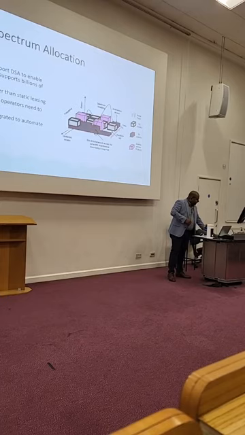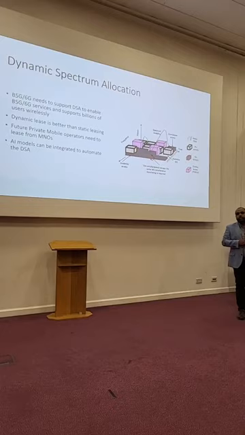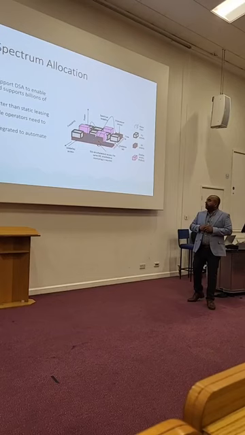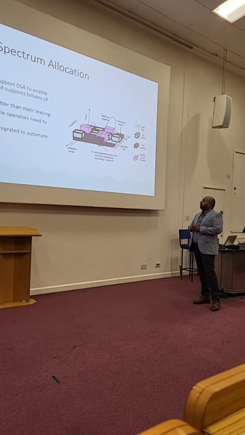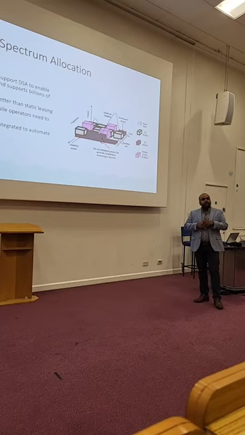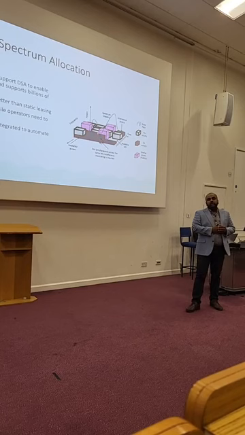In order to solve this problem, the dynamic spectrum allocation mechanism has been proposed. The idea here is instead of static allocation of the spectrum, you can dynamically allocate the spectrum according to the need of the operator. And dynamic spectrum is very efficient, and also a lot of research has been proposed on how we can do this dynamic spectrum allocation, like cognitive radio network, primary-secondary network, or SAS system. So there are many algorithms and schemes proposed for dynamic spectrum allocation.